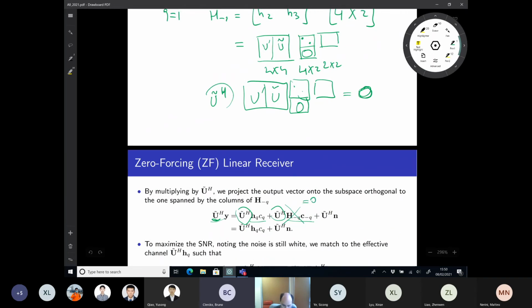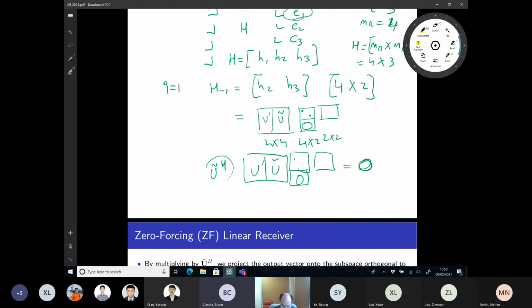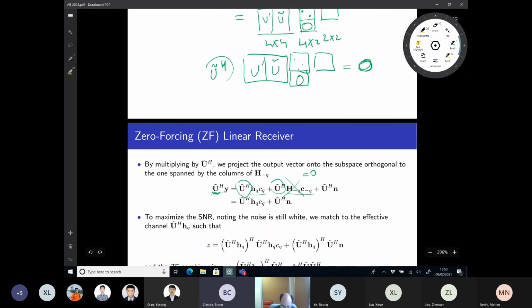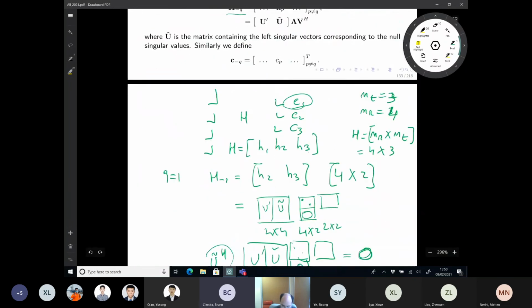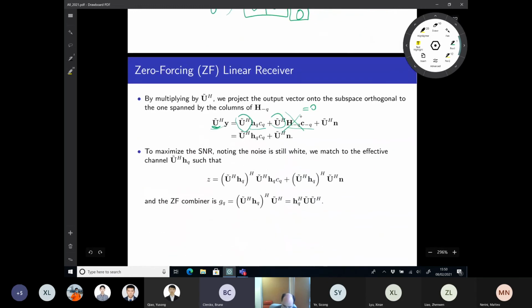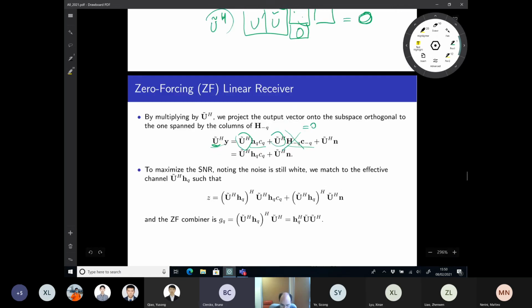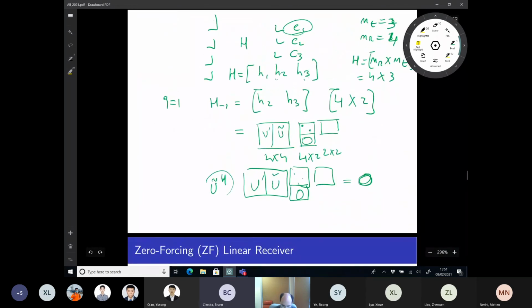You actually find the GQ that is orthogonal to those columns H2 and H3. So if I call it G1, G1 is orthogonal to H2 and H3, that means G1 multiplied by H2 will be equal to 0, and G1 multiplied by H3 will be equal to 0, simply. Okay, so I'm gone here. I don't see any interference from those streams C2 and C3 by doing that.